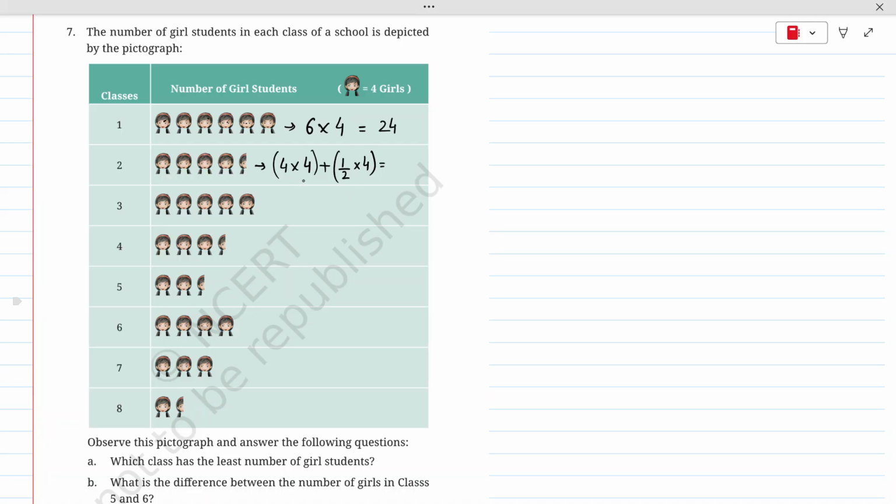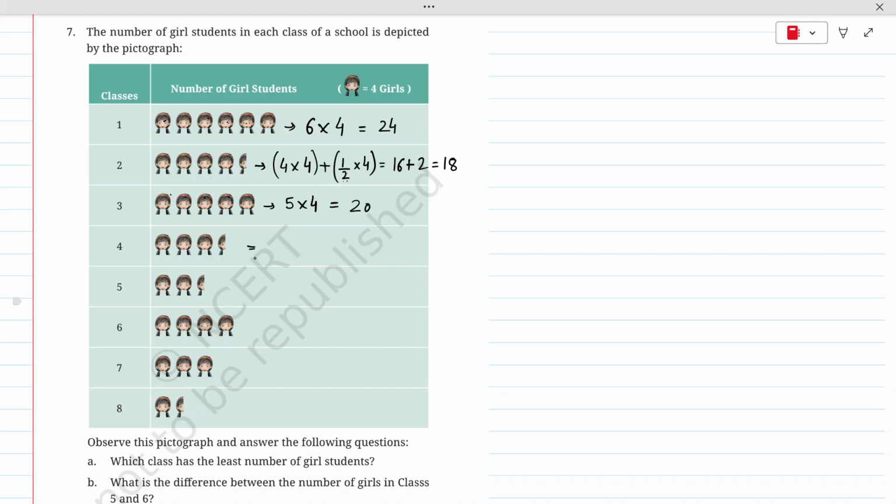So now what do we have here? 4 multiplied by this 4 will give us 16, and here we have a half girl. So I've taken half of what? Of 1 girl. 1 girl corresponds to 4. So half of 1 girl, half of 4, which will give me 2. 16 plus 2 is 18. So in class 2nd, we have 18 girls. Now coming to class 3rd, we have 1, 2, 3, 4, 5. That is 5 multiplied by 4. 5 pictures, and per picture we have 4 girls. So this is 20 girls.